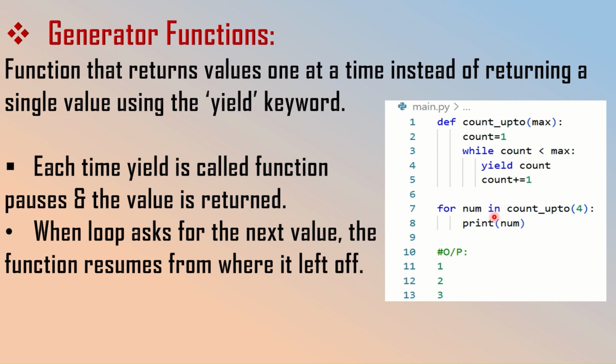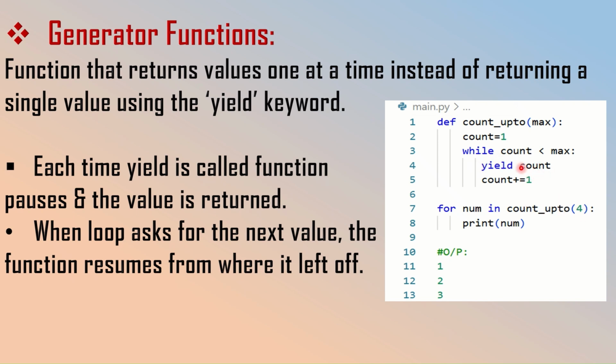Here in this first statement, I have called this function count_up_to by passing the value 4. So the function call will happen here. Count is equal to 1, so it will check this condition, 1 less than 4. The condition becomes true, and inside it the Python compiler will see this yield keyword with the count. This means it returns the value.